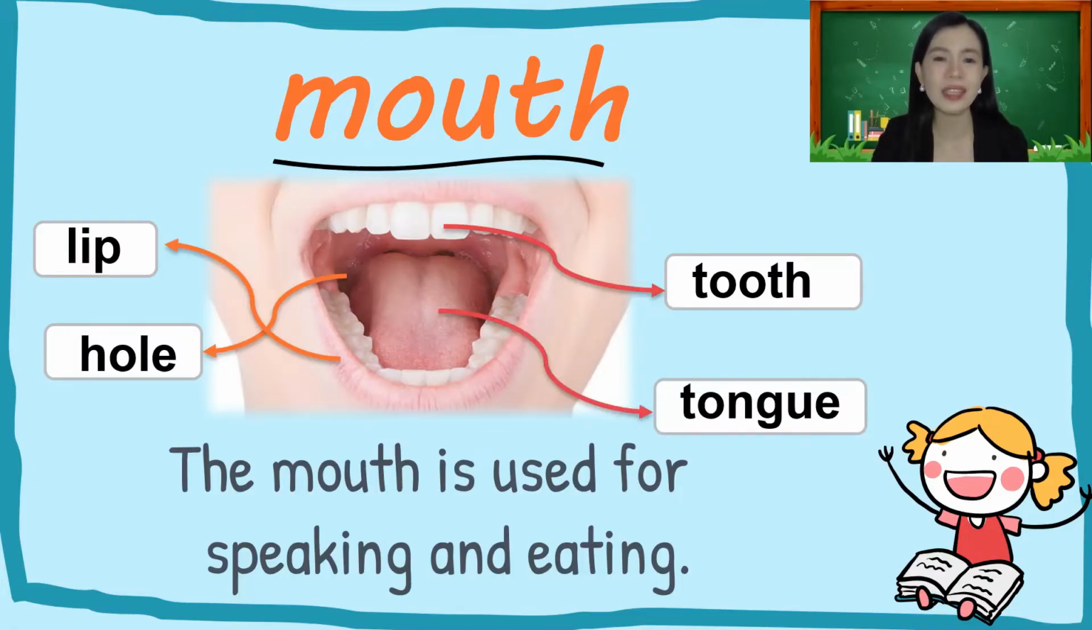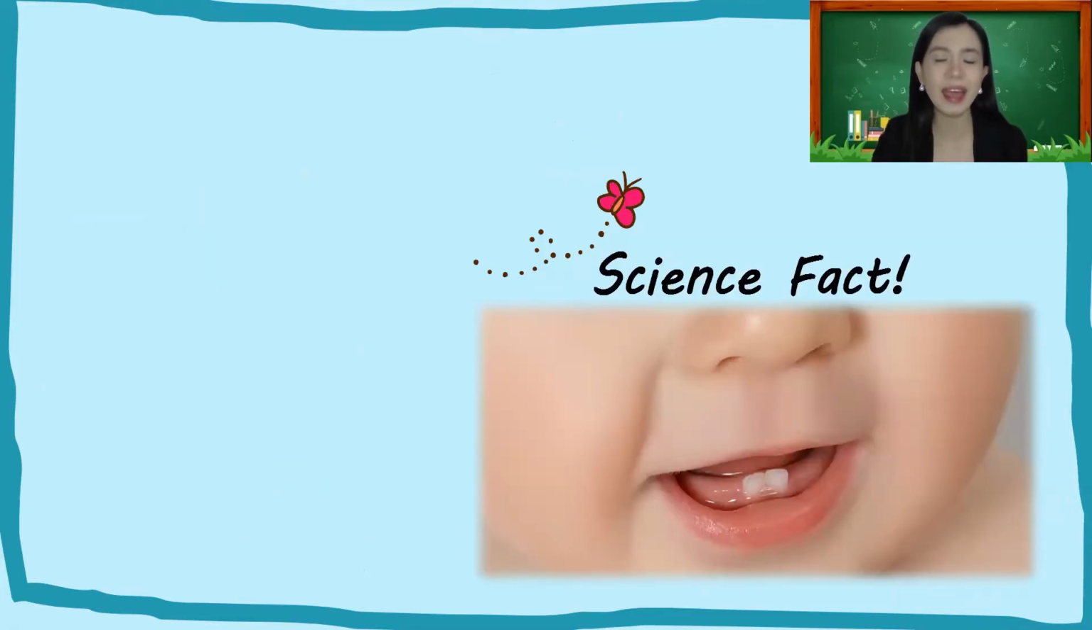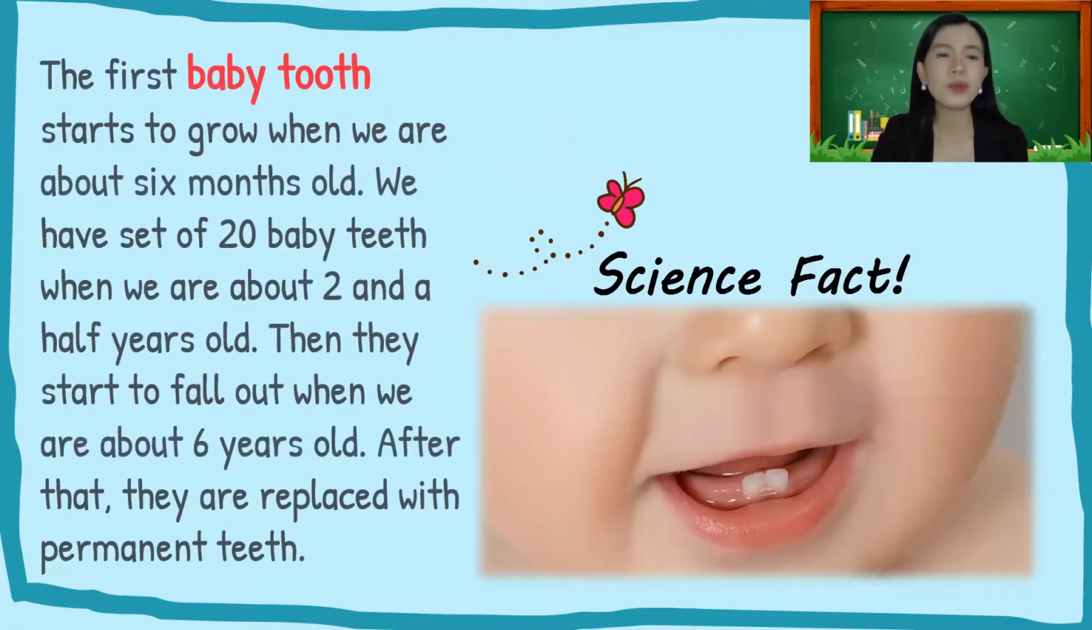Tongue to taste. If it's only one, you say tooth. For many tooth, we call it teeth. Let's have a science fact. The first baby tooth starts to grow when we are about 6 months old. We have set of 20 baby teeth when we are about 2.5 years old. Then they start to fall out when we are about 6 years old. After that, they are replaced with permanent teeth. So that is baby tooth.